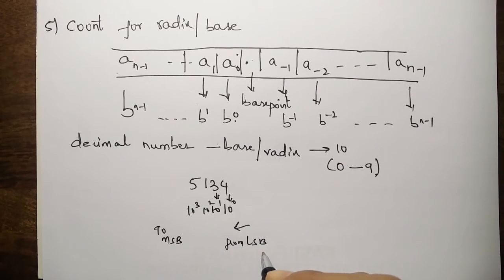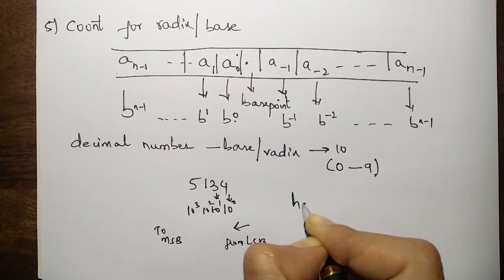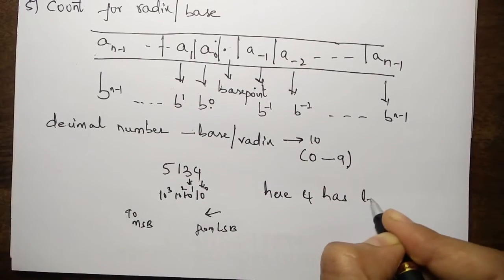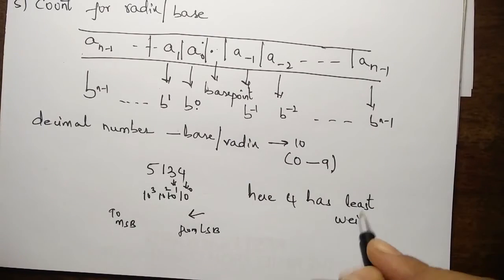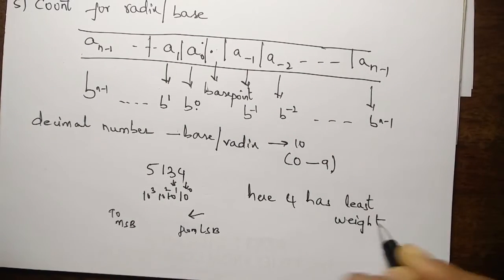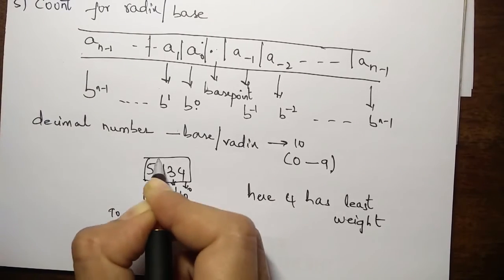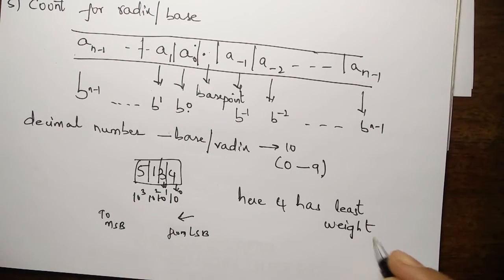The least significant bit has the least weightage. So here 4 has the least weightage and 5 has the highest weightage in that club of digits. I hope you are understanding.